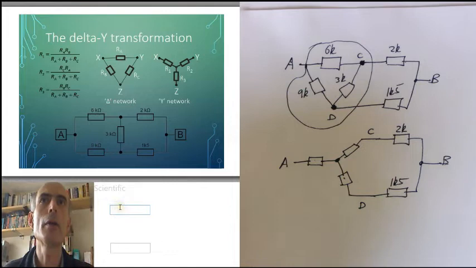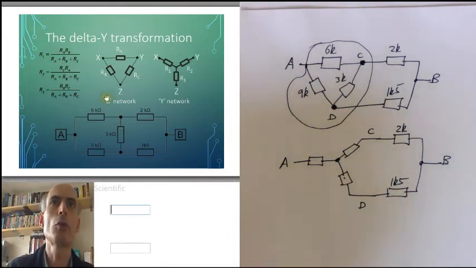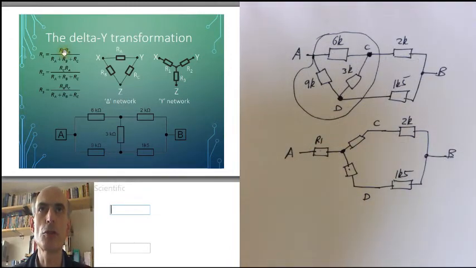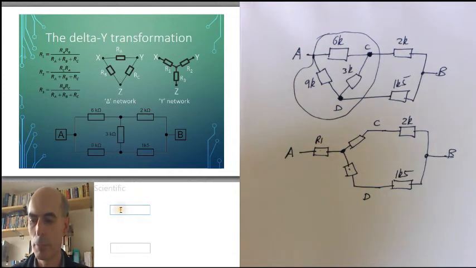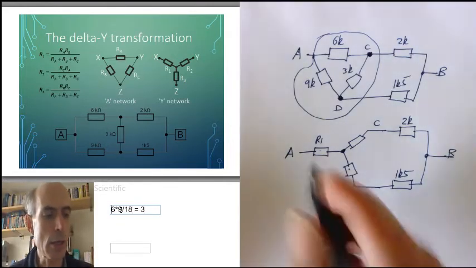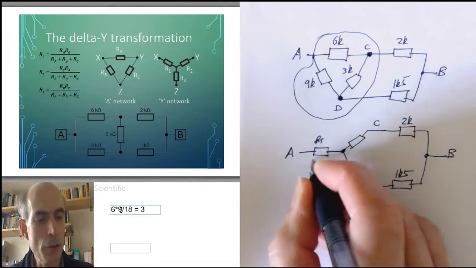First one up there, R1. That's going to be this resistor here. R1 is the product of the 2 resistors which are connected to point X divided by the sum of the 3 resistors. So in our case here, that would be 6K times 9K divided by the sum of these, which is 18K. So 6,000, I'll just work in terms of 1,000 ohms, it will be quicker. 6 times 9 divided by 18. The answer is 3K. This resistor here, R1, is a 3K resistor.